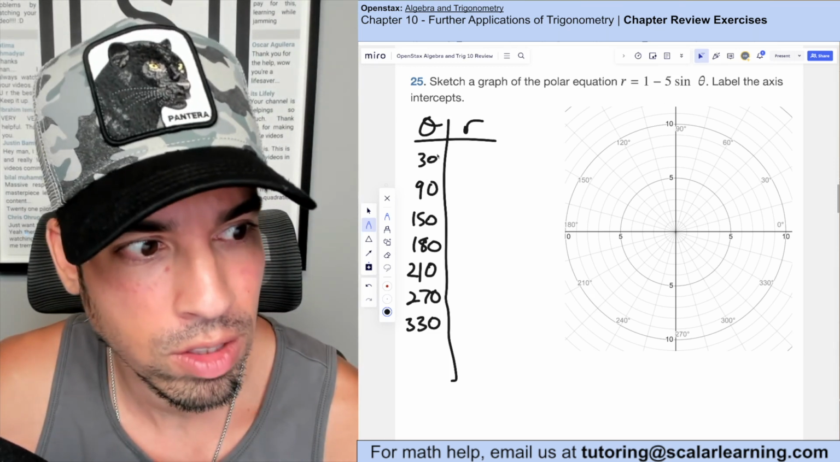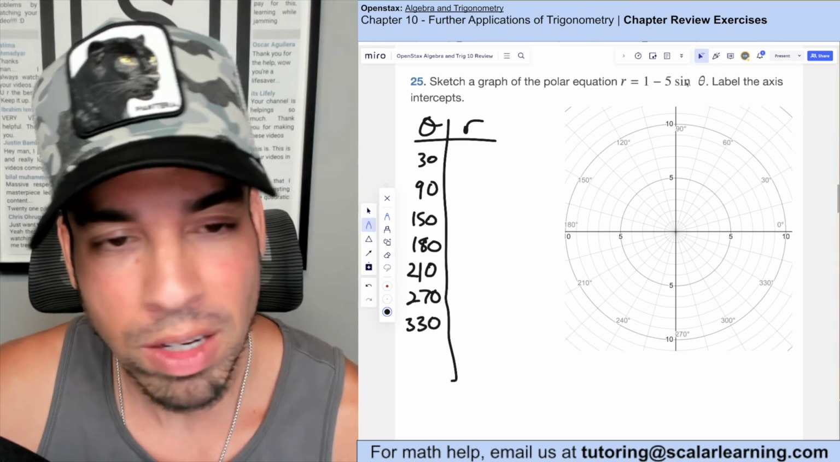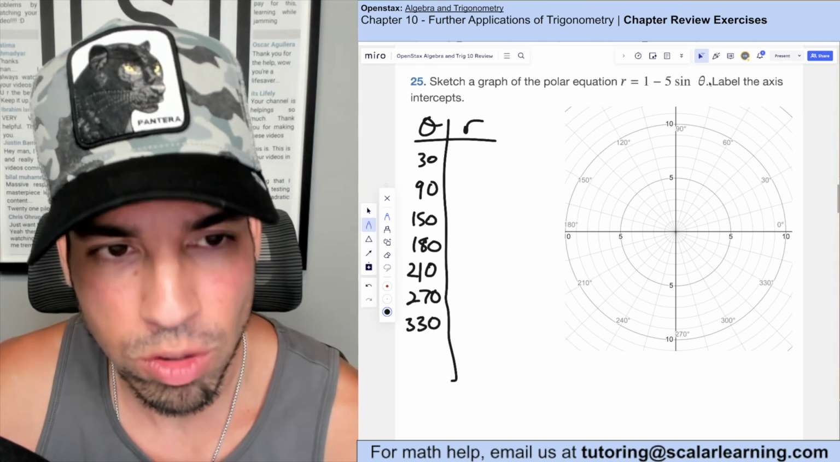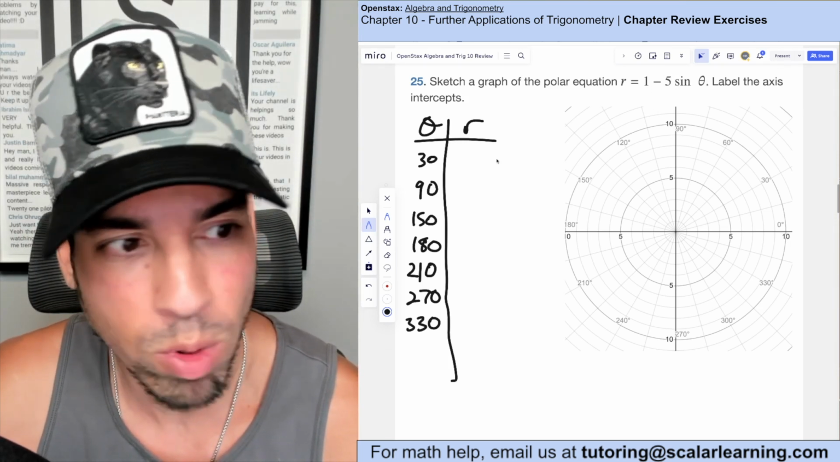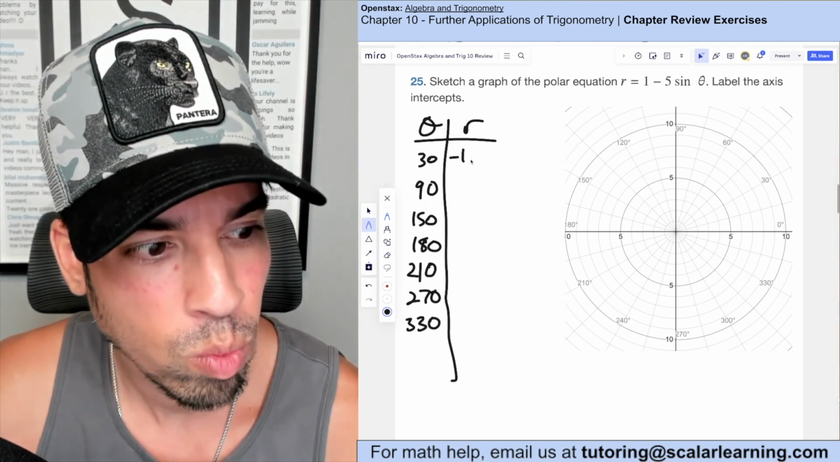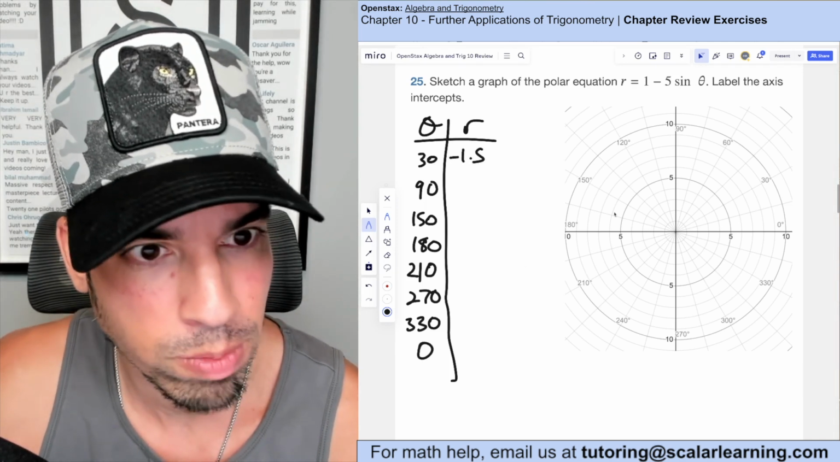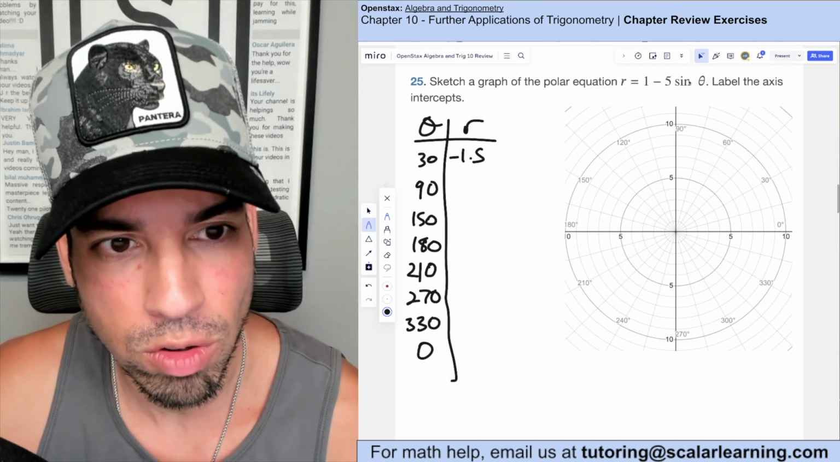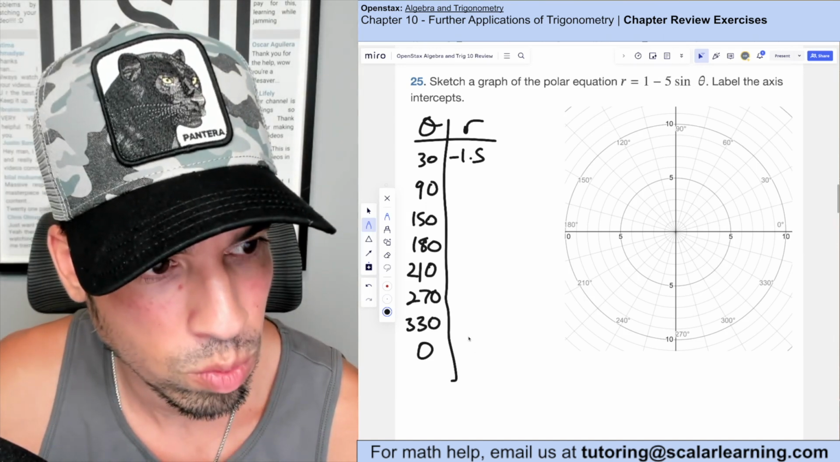So if I plug in, and this is in degrees, by the way, 30: sine of 30 is 1/2, times 5 is 2.5. 1 minus 2.5 is negative 1.5. Oh yeah, I should have started with 0 degrees, by the way. So sine of 0 is 0, times 5 is 0. 1 minus 0 is 1.